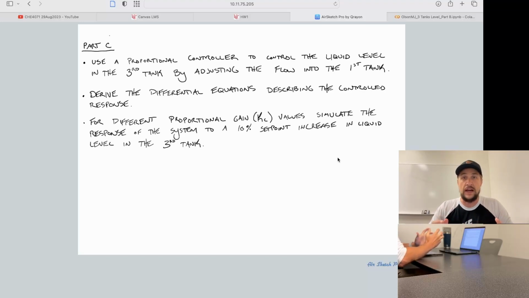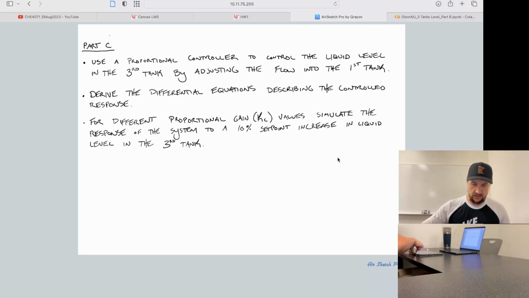We're going to derive a differential equation describing this controlled response. And then lastly, we're going to model out the dynamics for different proportional gain values. We're going to simulate the response of our system to a 10% set point increase in the liquid level in the third tank. So we're going to increase what the height is in the third tank by 10% as our set point, and then evaluate what different proportional gain values do to try and get our tank to that set point.